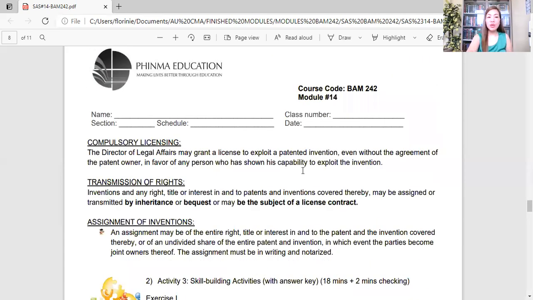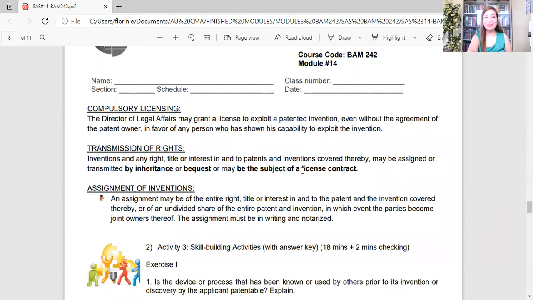Next, we have compulsory licensing. The Director of Legal Affairs may grant a license to exploit a patented invention even without the agreement of the patent owner in favor of any person who has shown his capability to exploit the invention. That is compulsory licensing. So paano to? Yung mismong Director ng Legal Affairs ng Intellectual Property Office, siya na yung mag-grant ng license para i-exploit pa yung isang patented invention even without the agreement of the patent owner. At ibibigay na to sa isang tao na may kakayanan na i-exploit pa yung invention.